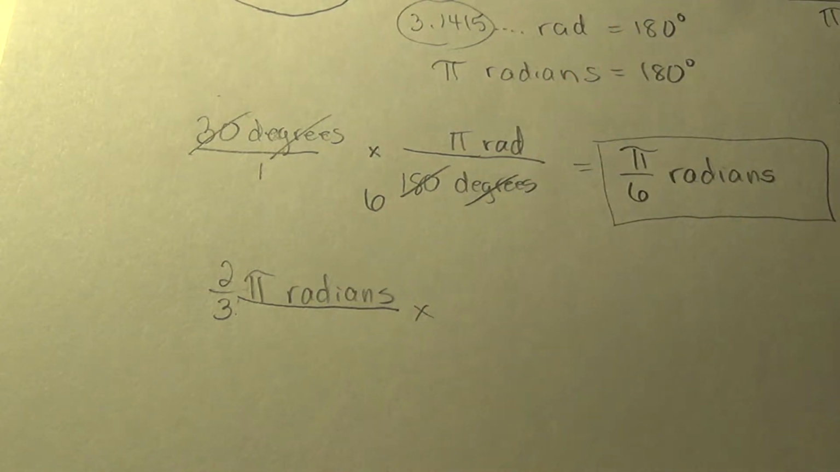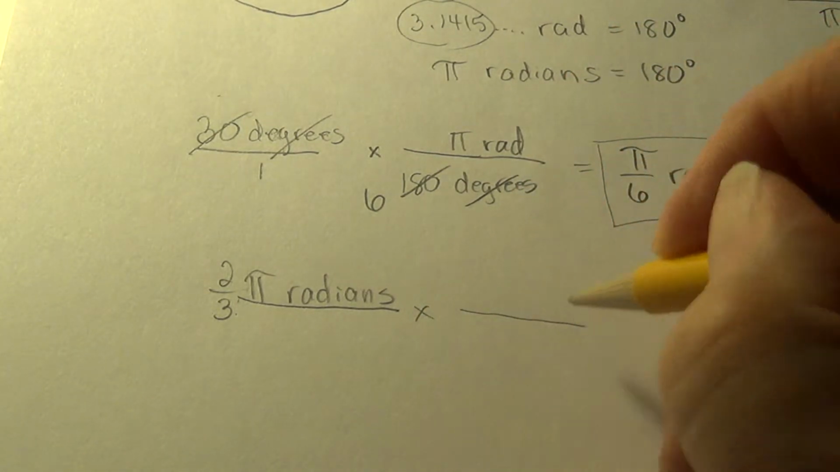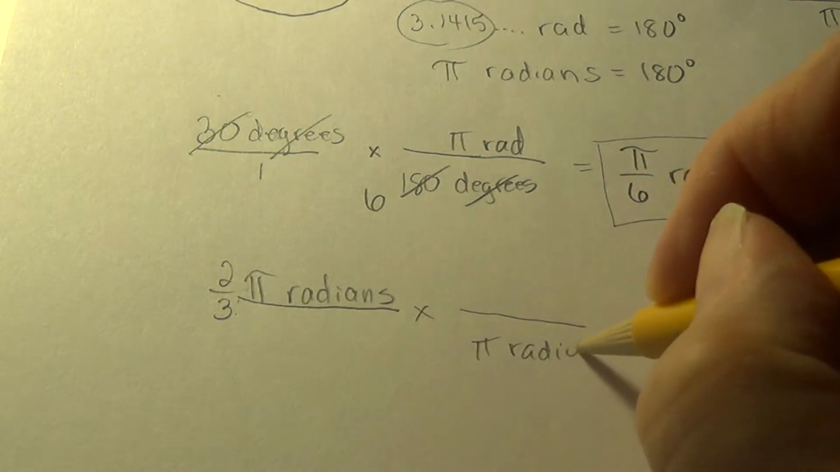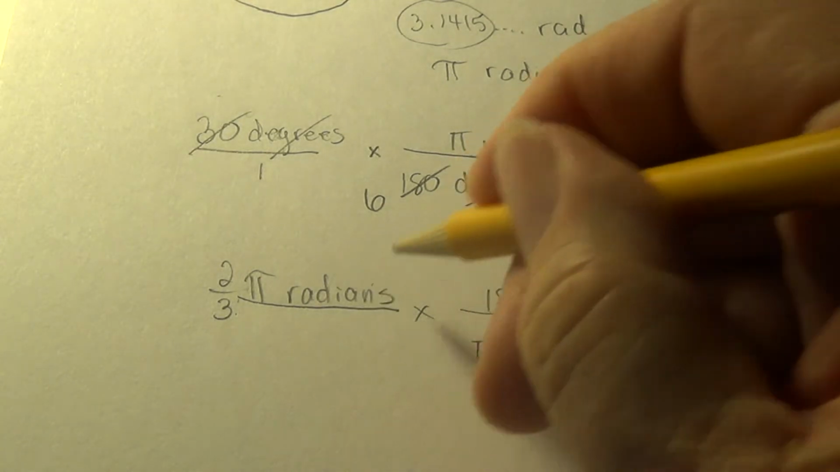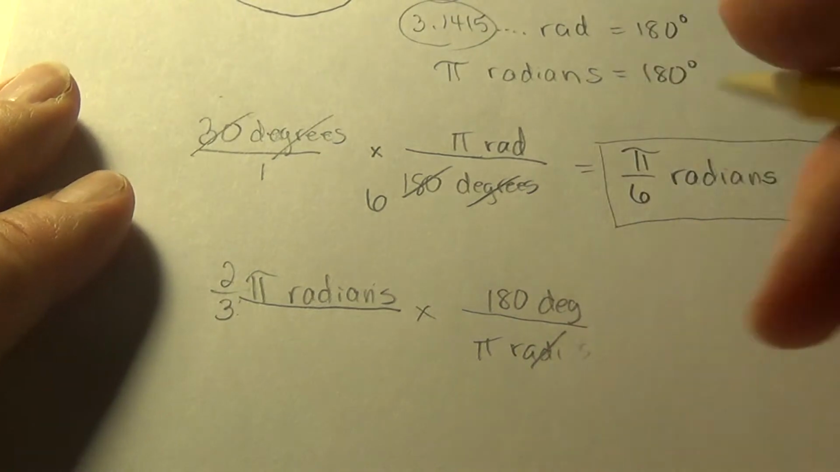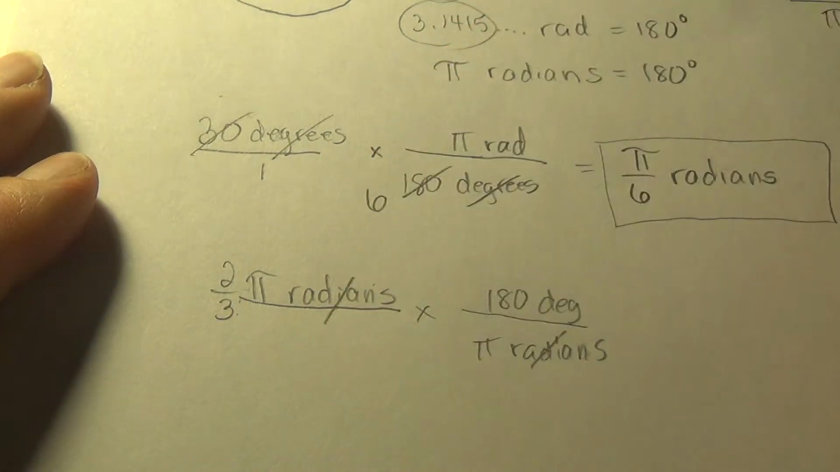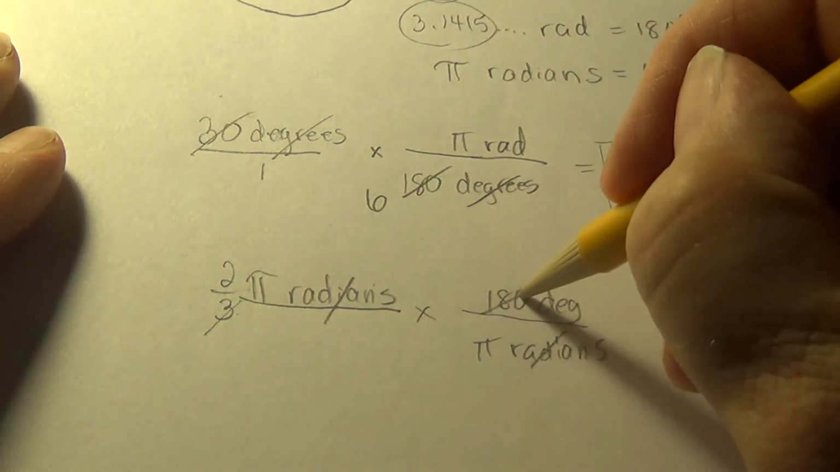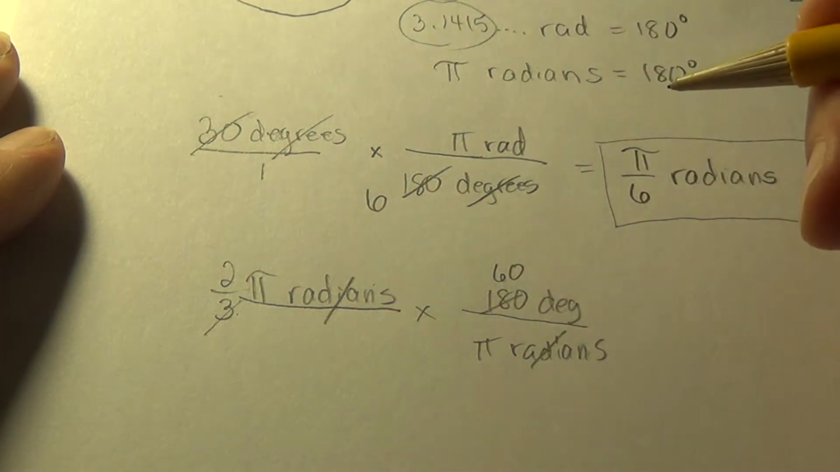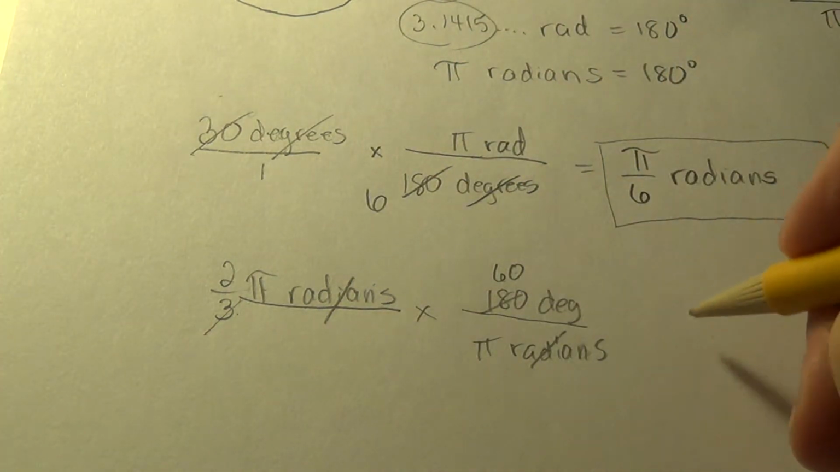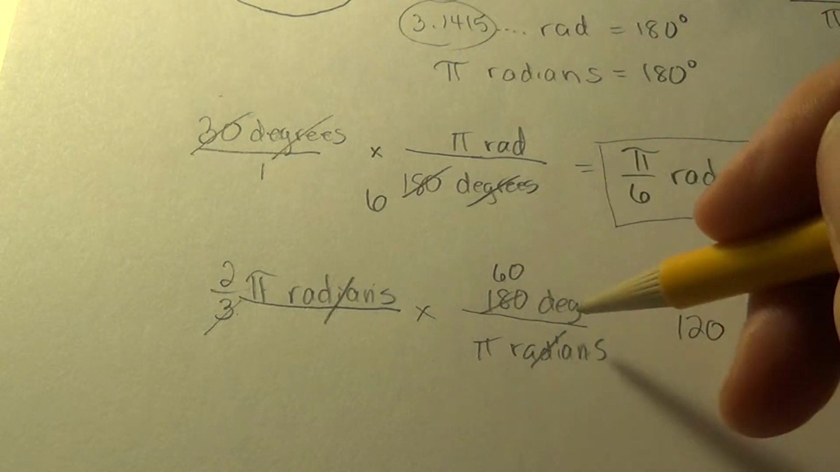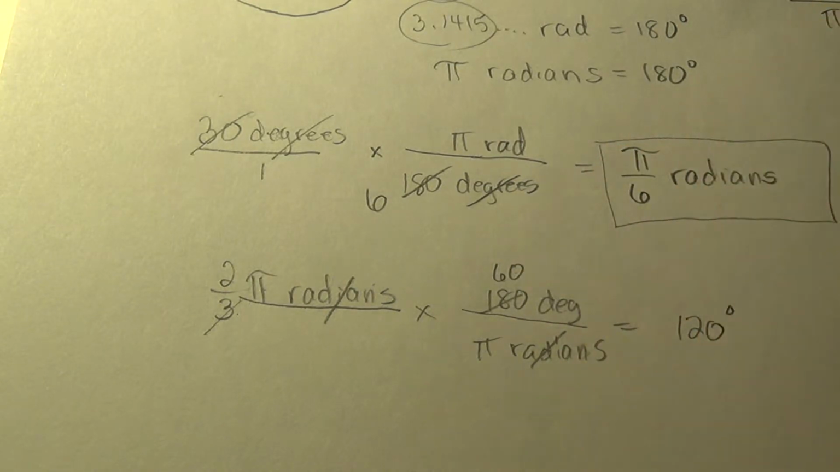So I'm going to multiply that by a form of 1. The unit multiplier this time has pi radians in the bottom and 180 degrees in the top. And the radians cancel, and the 3 will go into the 180 60 times, and I have 2 pi times 60 in the top, which is going to be 120, and the radians have canceled and degrees remains. So this tells me 2/3 pi radians is the same as 120 degrees.